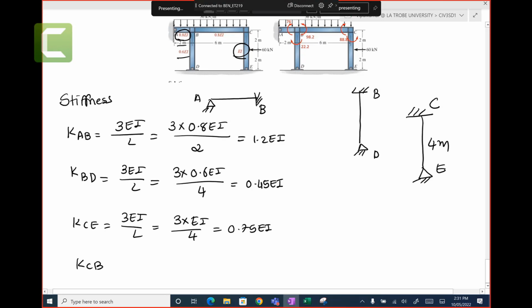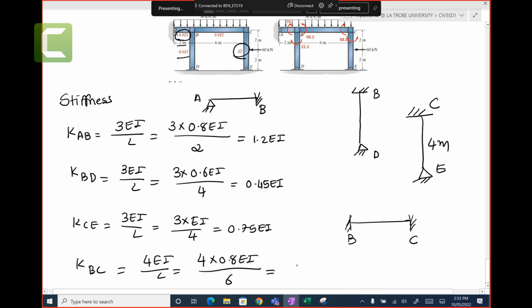Stiffness of KBC, because both are fixed now. So we can use, BC is fixed, so 4EI over L. 4EI is 0.8 EI. Length is 6 meters, equal to 0.53 EI.